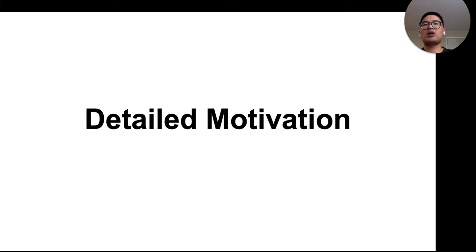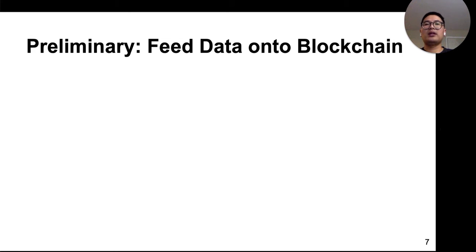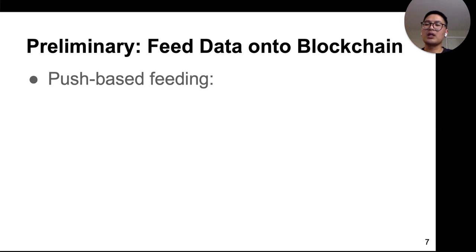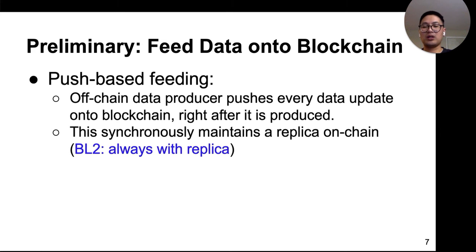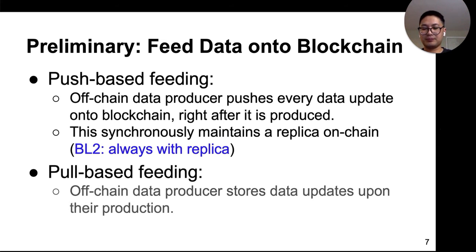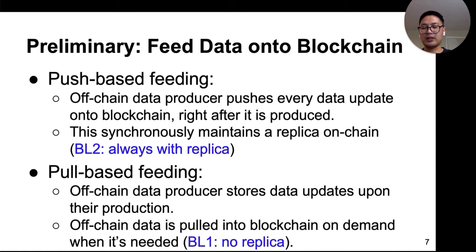To better motivate our work, let's look at the two baselines of data feeding. In the push-based feeding, there is an off-chain data producer that pushes every data update onto the blockchain. That means there is always a replica on-chain. In the pull-based feeding, the off-chain data producer stores the data updates off-chain, and the data feed is pulled on-chain on demand.